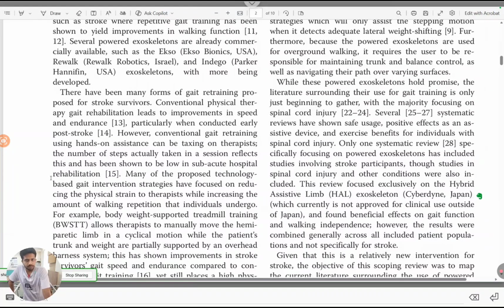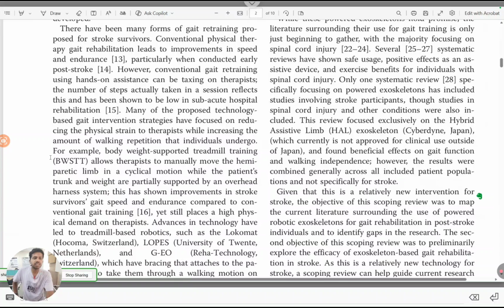While these powered exoskeletons hold promise, the literature surrounding their use for gait training is only just beginning to gather, with the majority focusing on spinal cord injury. You see, 22-24, several 25-26 systematic reviews have shown safe use, positive effects as an assistive device, and exercise benefits for individuals with spinal cord injury.